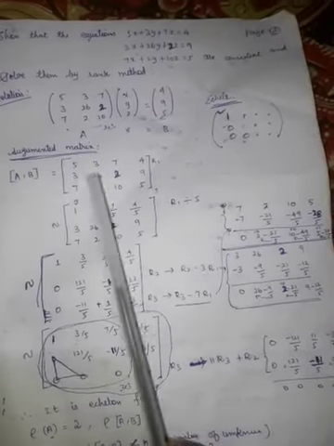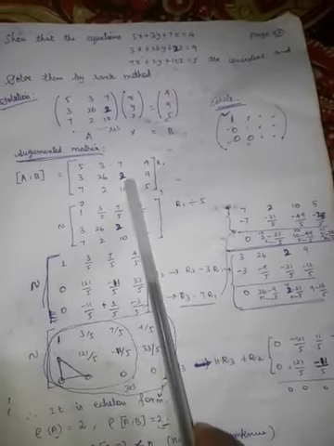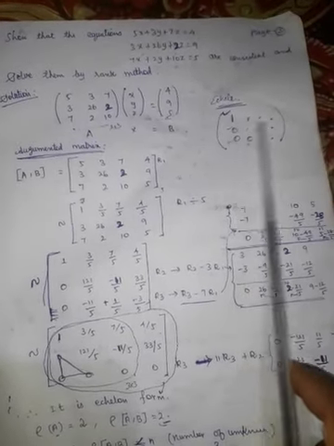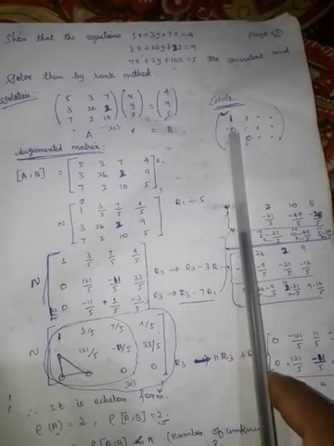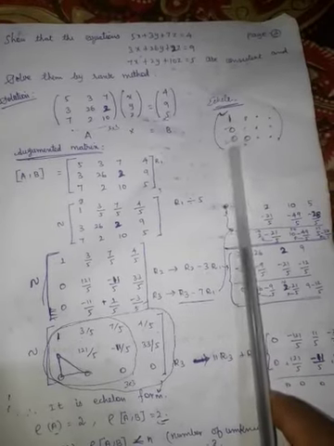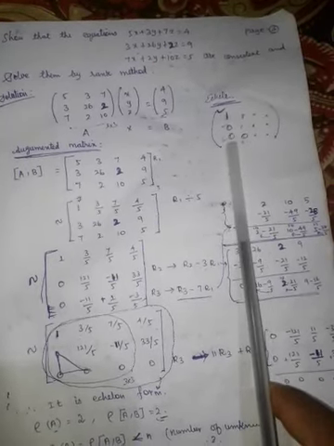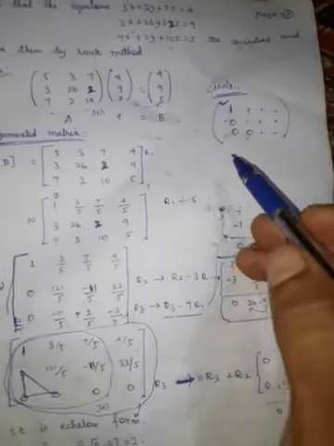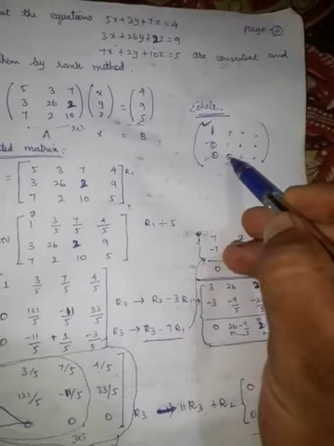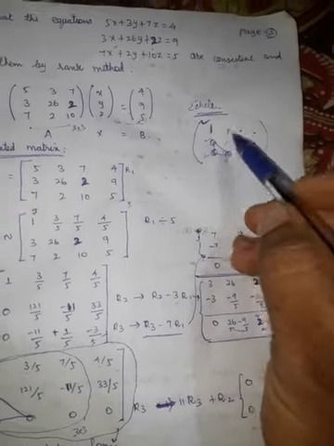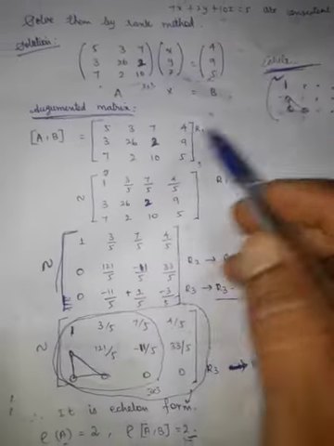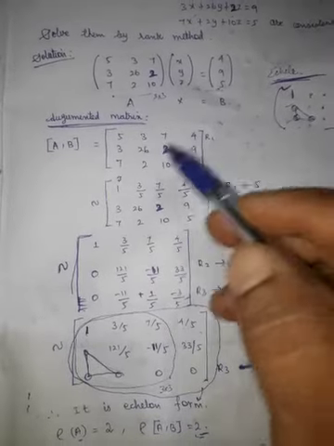We should change this augmented matrix into echelon form. In echelon form, the first place is 1, and the second and third places in the first column are 0, 0. If we form a triangular form, another name for it is triangular form. So this is echelon form. We should change the given question like this.